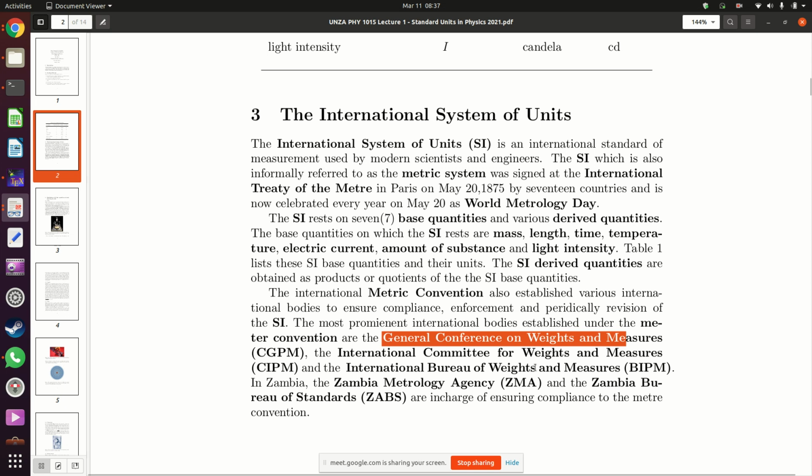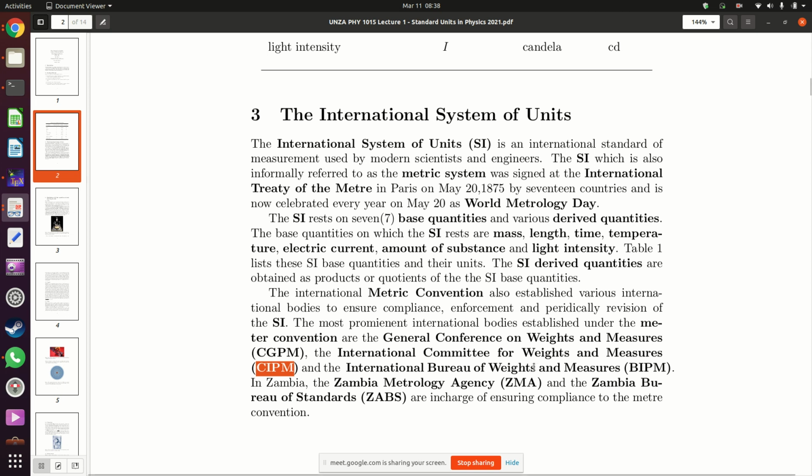So you can go on Google, since you've got internet, to search what these bodies do. The General Conference on Weights and Measures, the International Committee of Weights and Measures, and also the International Bureau of Weights and Measures. The abbreviations look funny because these things were done in France. This meeting was done in France, so most likely the writings and everything was in French. So the thing looks funny, but just Google what the General Conference of Weights and Measures does, what the International Committee on Weights and Measures does, and what the International Bureau of Weights and Measures does.